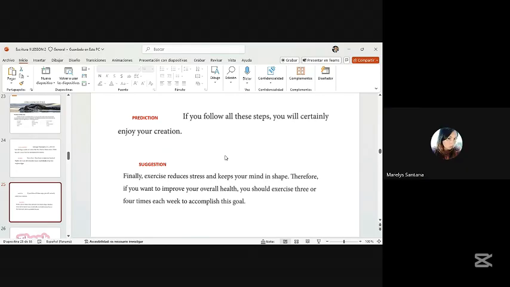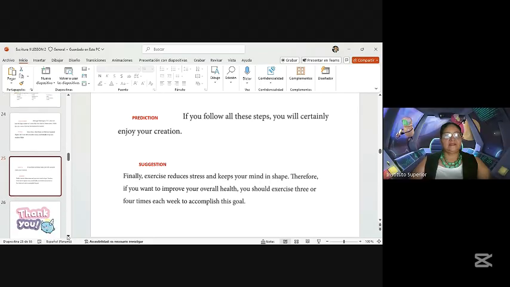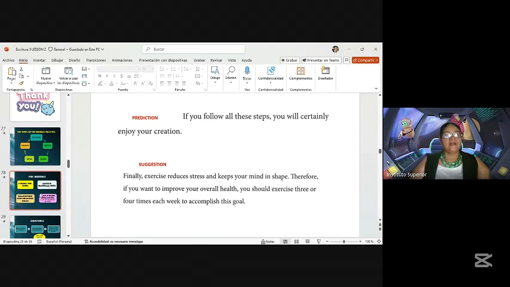"If you follow all these steps, you will certainly enjoy your creation." Suggestion. "Finally, exercise reduces stress and keeps your mind in shape. Therefore, if you want to improve your overall health, you should exercise three or four times each week to accomplish this goal." Okay, thank you so much.